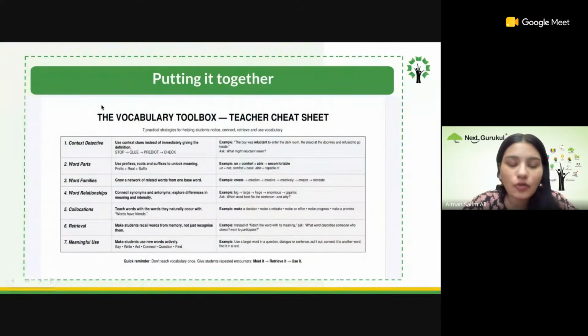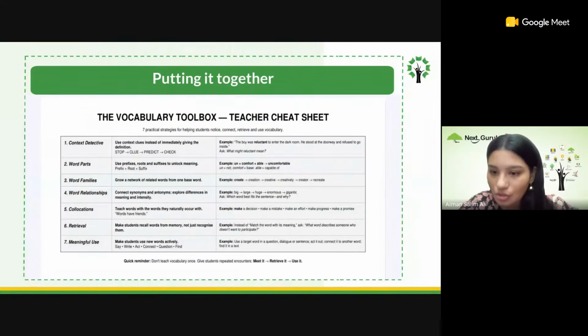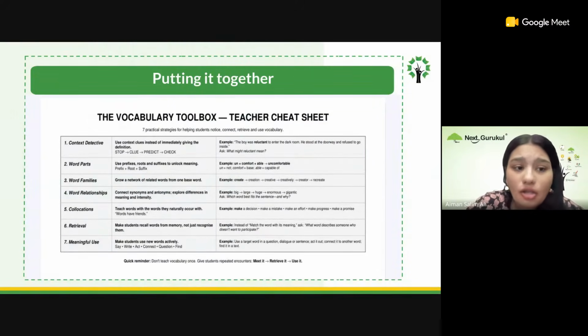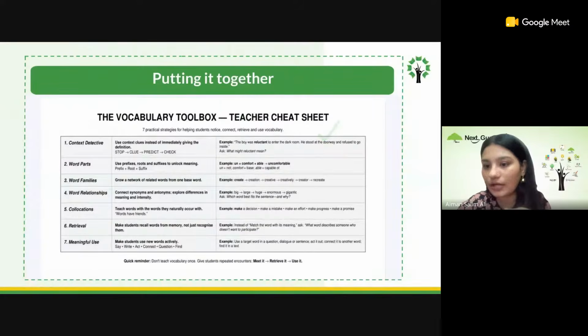And this is the cheat sheet that I wanted to share with everybody. Please feel free to take a screenshot. All of the 7 strategies are mentioned, with quick explainers on how you can do it. And here you have a list of examples of how it looks in action.